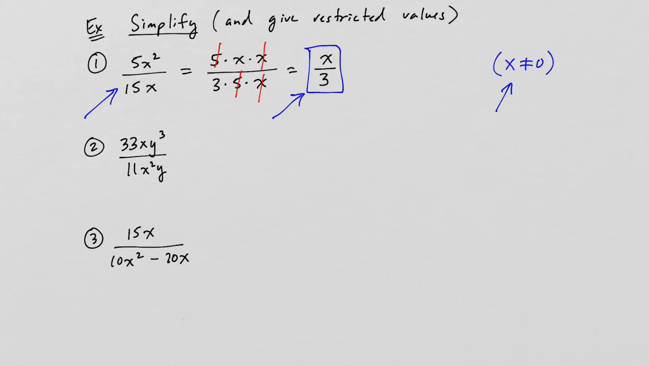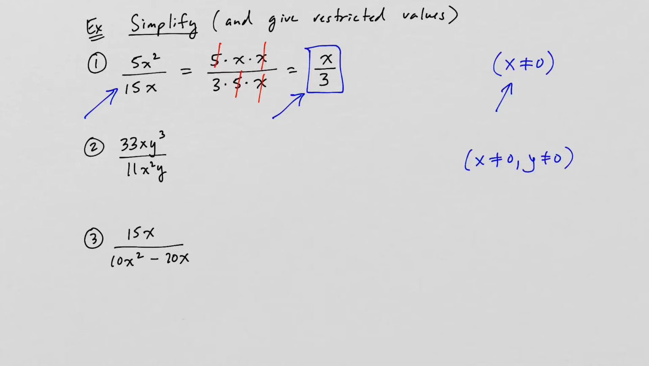Now, if you look at the final answer here, you can see that there is no x in the denominator, and therefore you might think, well, what's wrong with plugging in 0? Well, again, the restricted values always come from the original expression, not the simplified expression. Okay, for our second example, very similar here. Notice that this has two variables, both x and y, and since these are all multiplied together, both x and y cannot be 0. So our restricted values are x cannot equal 0, and also y cannot equal 0.